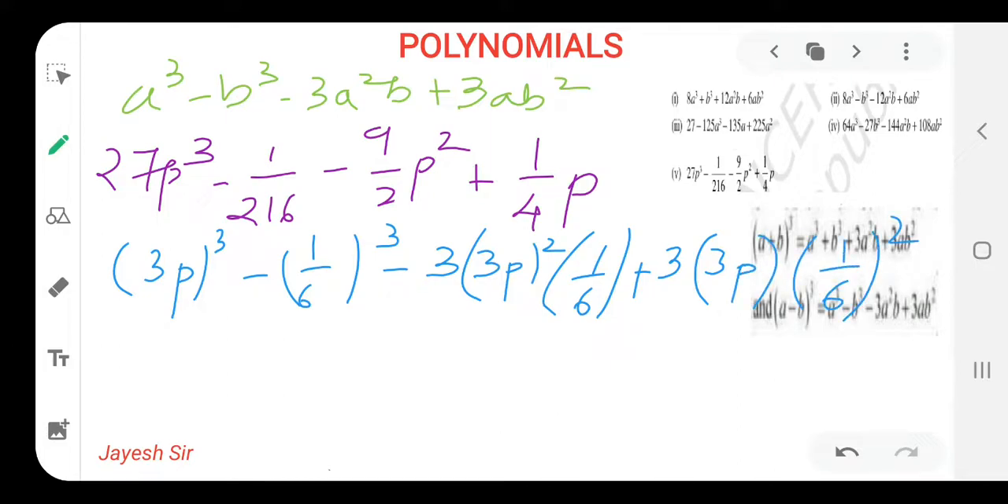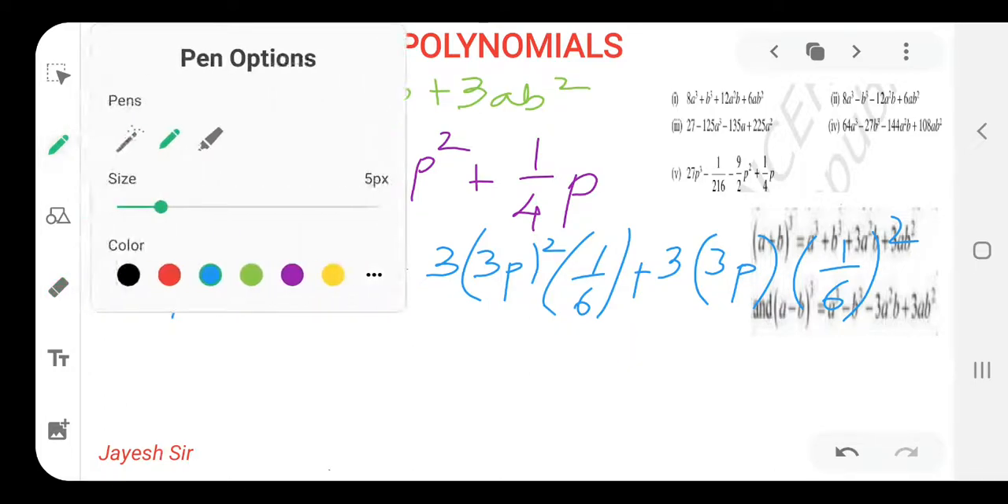Yes friends, we have just put in the values of a and b. What we have put is the value of a as 3p and the value of b as 1 by 6, as we have compared and got that value. I hope you all might be getting it, friends. Now we have to just check whether we have found it correct or not. So how will we check? I am solving over here.